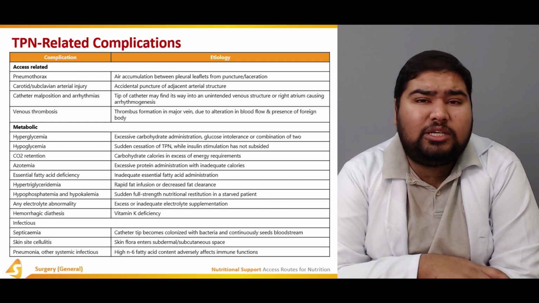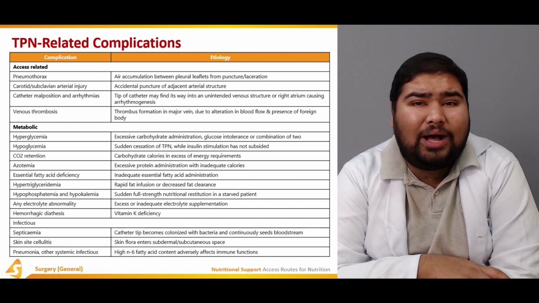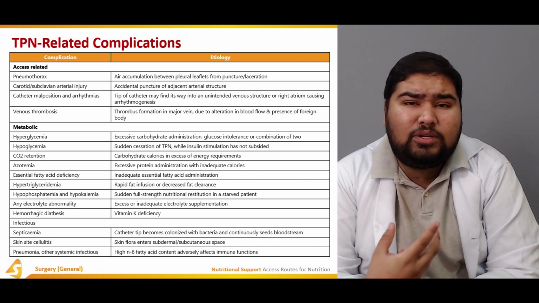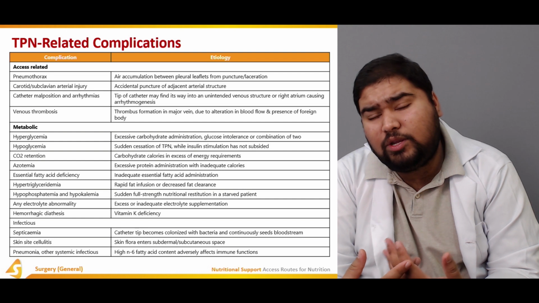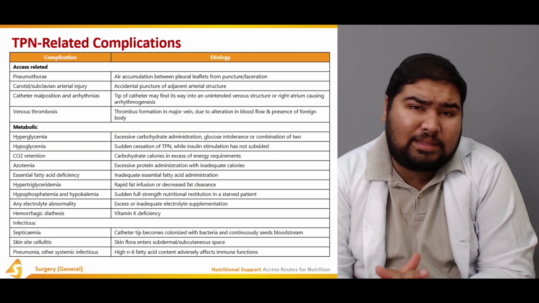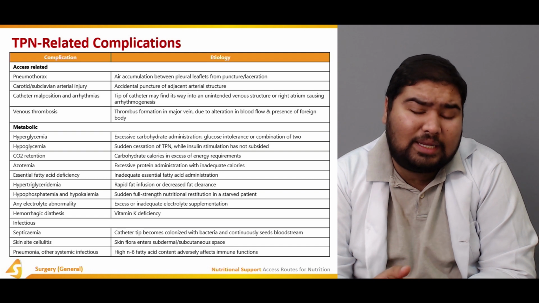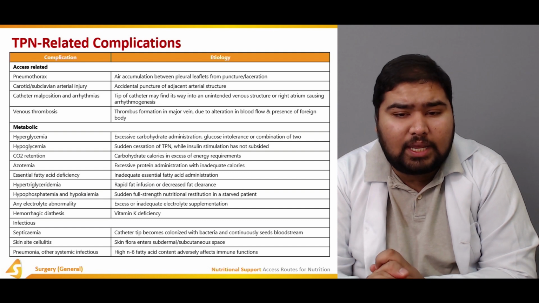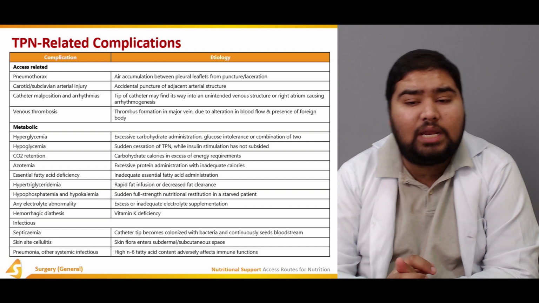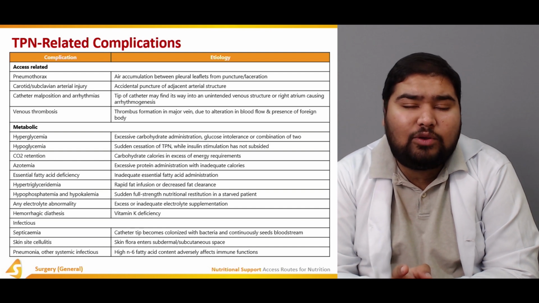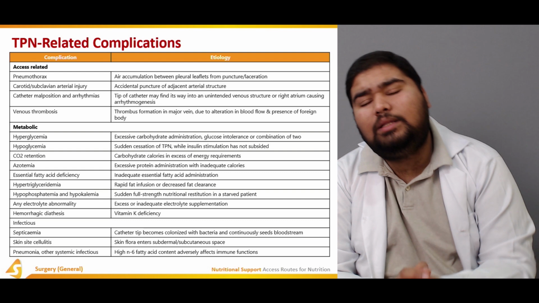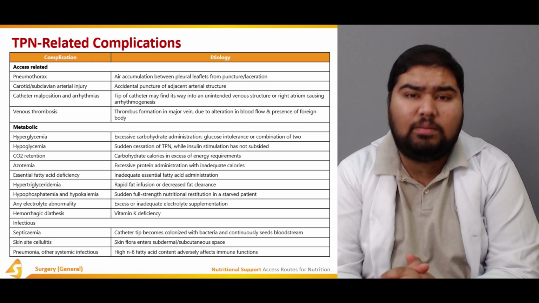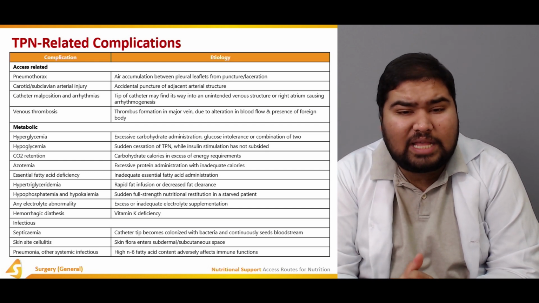Now they can have carbon dioxide retention. So how can that be? There are excessive carbohydrates. These excessive carbohydrates are utilized to produce energy, and they produce carbon dioxide as a byproduct, and this is retained, and this leads to excessive carbon dioxide. Then we can have azotemia, where there's excessive protein administration with inadequate calories. So adequate calories are not given to the patient. As a result, there's excessive protein breakdown, and this is the azotemia.